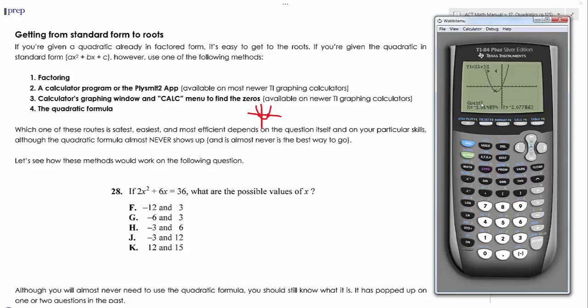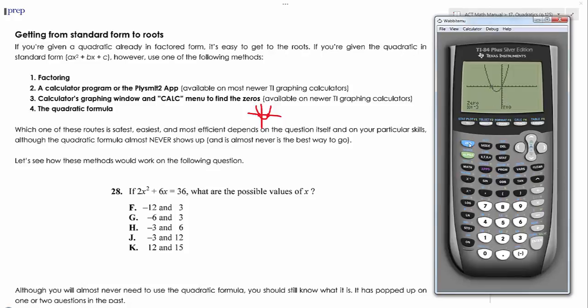The calculator is now asking me if I want it to take a guess, and I don't. I don't want the calculator to guess at all. I'm just kidding. I want the calculator to guess. So I'm going to hit enter, and indeed the calculator gives me a zero of negative 3. So it's telling me my x-intercept is negative 3, and that point right there is negative 3 comma 0.